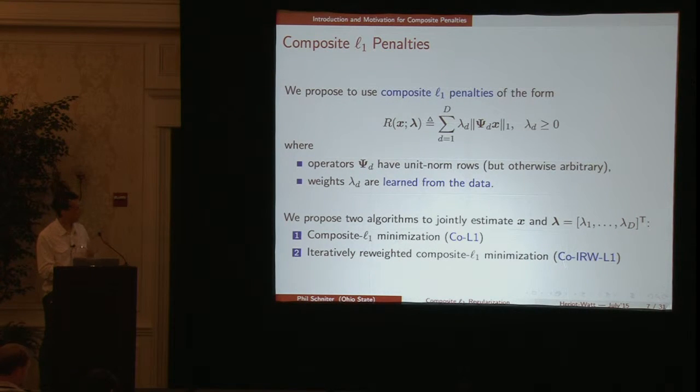So we're going to propose a way of actually learning them from the data. So we're going to recover the signal as well as tune these weights from the data. That's the whole point. So we're going to call that the composite L1 penalty. So we're going to come up with two algorithms to do this. One is what we call composite L1 minimization. And the second is an iteratively reweighted version of that algorithm that has a little bit better performance. And so I'm going to describe these in the sequel.